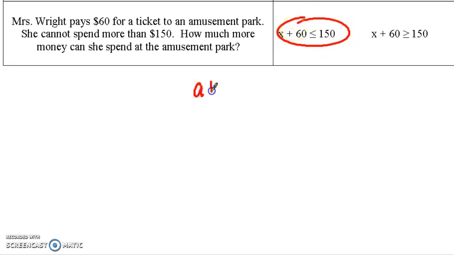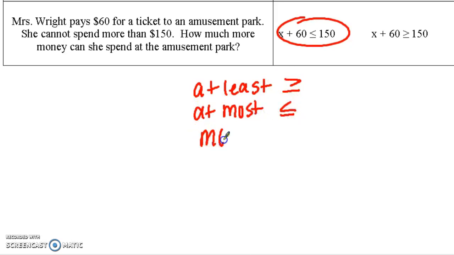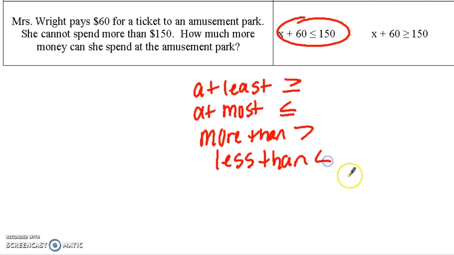So at least is going to be greater than or equal to. At most is going to be less than or equal to. More than is going to be greater than. And then less than is going to be, of course, less than. So those are key words that you need to know for solving word problem inequalities.